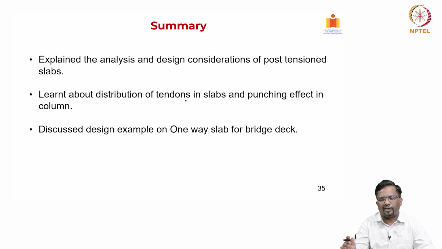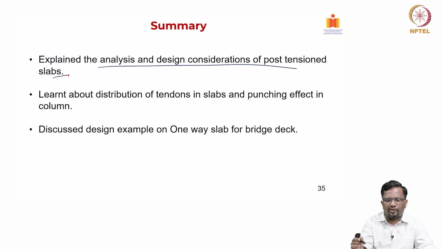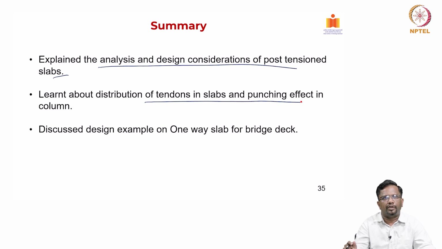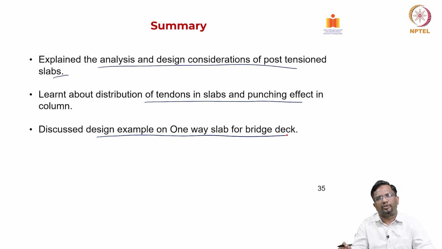So, a very simple example that we have looked at. We can summarize what we have discussed in this module. We have explained the types of slabs, and we have also explained the analysis and design considerations for post-tension slabs. We learnt about the distribution of tendons in slabs and their punching effect on the column, punching shear. We also discussed one design example on a one-way slab for a bridge deck. In the next part, we will talk about design considerations for PT two-way slabs in detail, and then go from there. So, thank you.